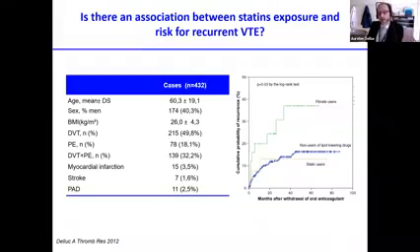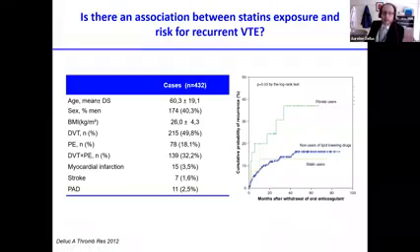And so during follow-up, we can see here that patients using statin had the same rate of venous thrombosis recurrence as those non-users of lipid-lowering drugs. And again, we found this negative association between fibrate exposure and risk for venous thromboembolism. So patients on fibrates had, again, a twofold increased risk of venous thrombosis recurrence.